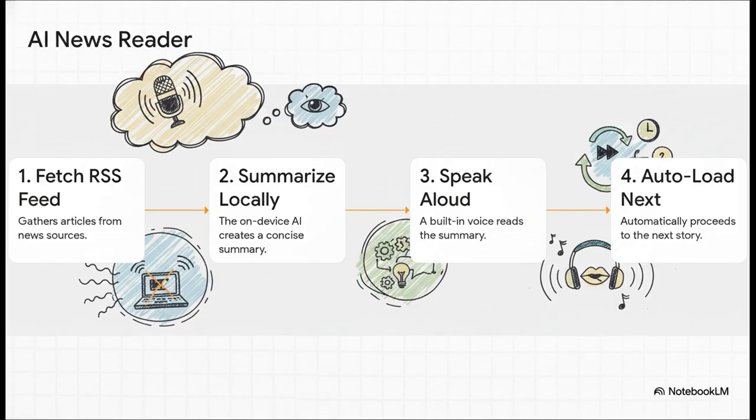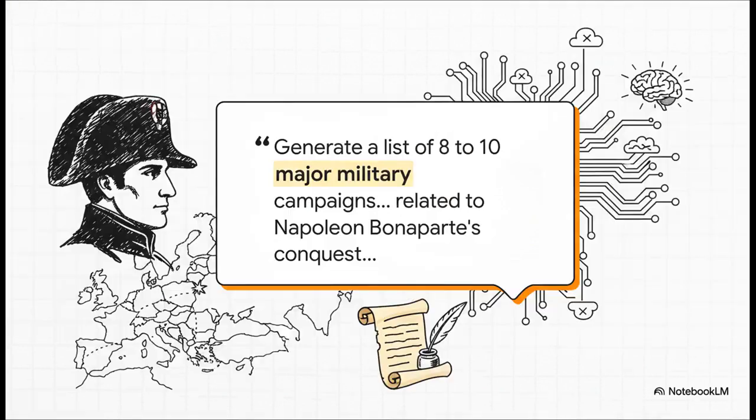It's like having your own private spoken news broadcast. But what about something more complex? Here, Ellis gives the AI a really detailed prompt. He's asking for a structured list of major events from Napoleon's reign with very specific dates. Now remember, he is completely offline when he does this. There's no Google, no Wikipedia, nothing.